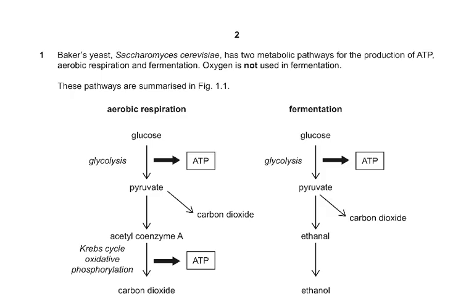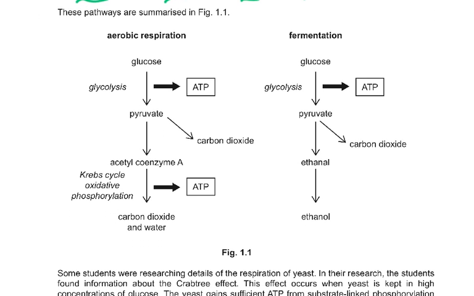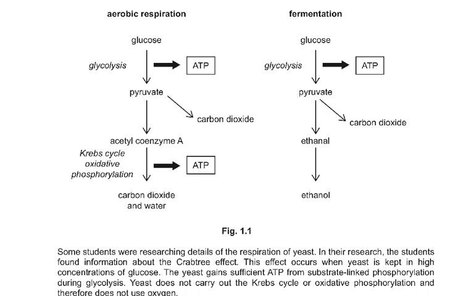Baker's yeast Saccharomyces cerevisiae has two metabolic pathways for the production of ATP: aerobic respiration and fermentation. Oxygen is not used in fermentation. Fermentation is another name which we use for anaerobic respiration. These pathways are summarized. So they've given you the pathways: aerobic respiration, glucose to pyruvate to acetyl CoA to carbon dioxide and water; fermentation, glucose to pyruvate to ethanol.